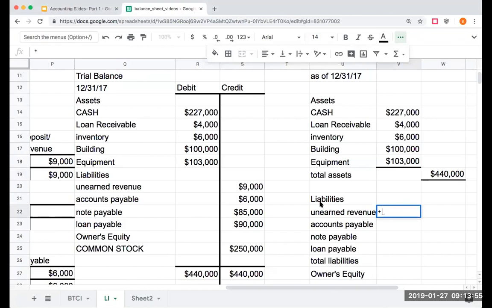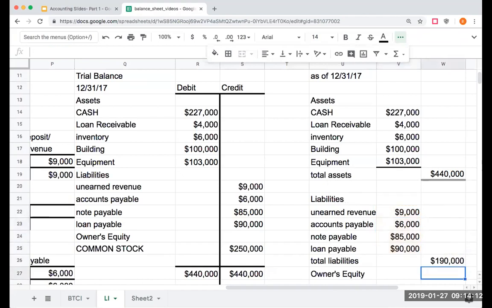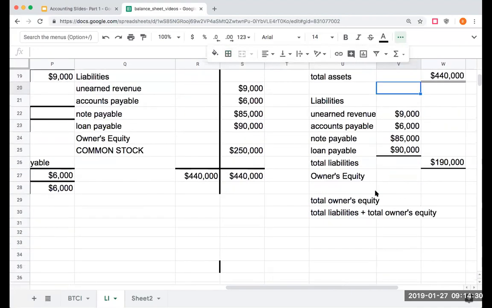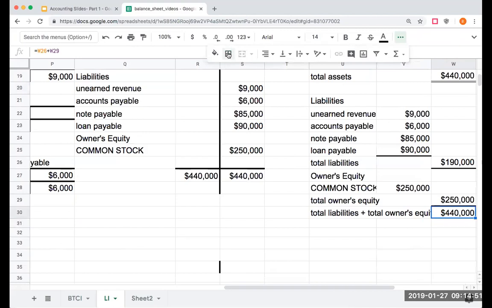Okay, so for liabilities, unearned revenue, accounts payable, note payable, loan payable. So my total liabilities are going to be $190,000. So put an underline under that right there. And again, the underlining is just because every instructor does this differently. I don't really care, or I do care, but not on this video. Common stock, 250,000. My total owner's equity here is 250. And then I get to my total liabilities and my total owner's equity, and that's $440,000. So right here, I've got $440,000. And does that equal my total assets?